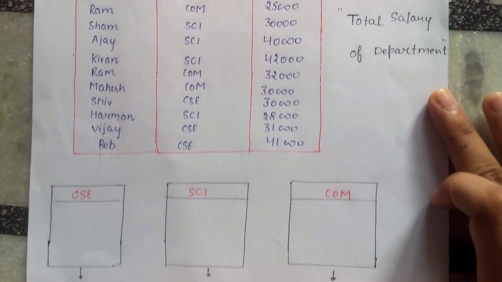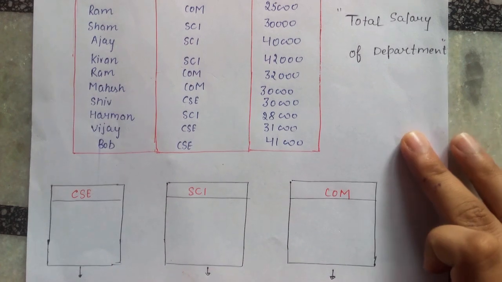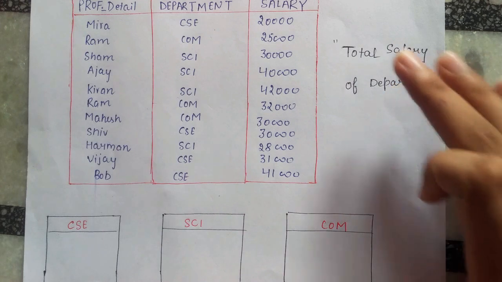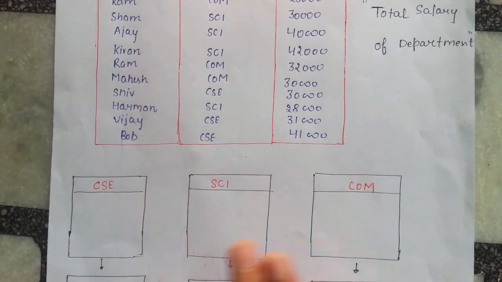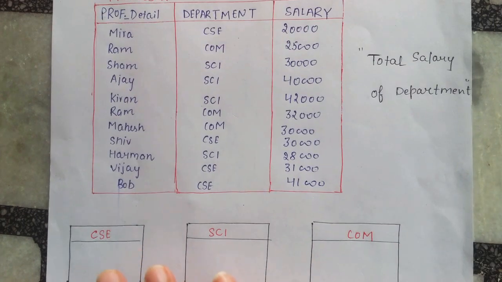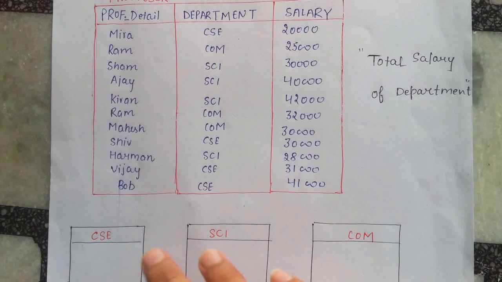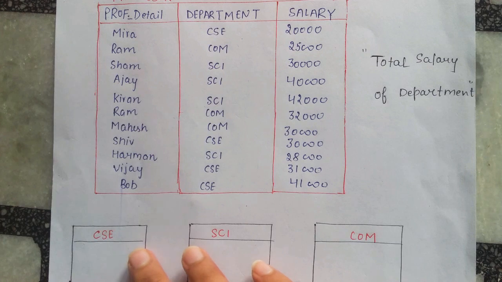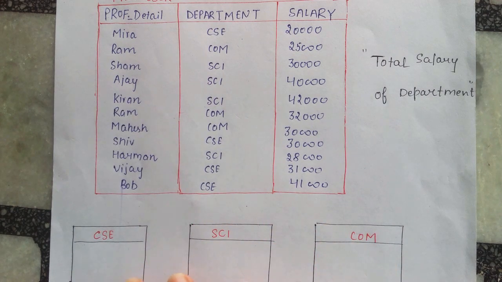So we will make three groups, one for each department: this is a group for the CSE department, this is a group for the science department, and this is a group for the commerce department. We have been asked about the total salary of each department. Firstly, we found out how many departments there are. There are three departments, and now in each group we will write the salaries. In the CSE group we will write the salaries of those employees who belong to the CSE department.